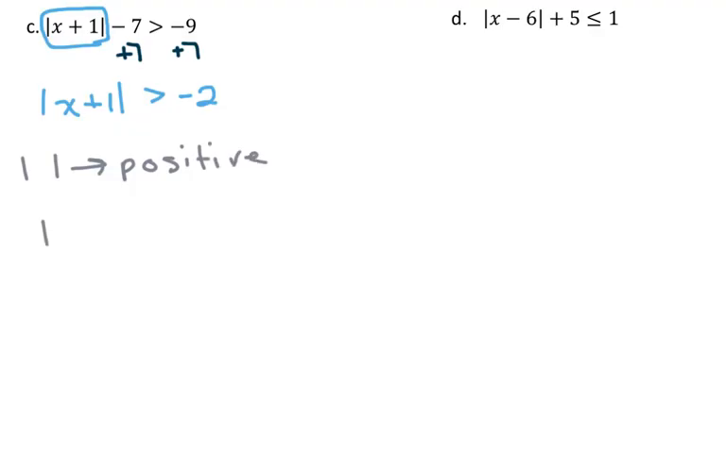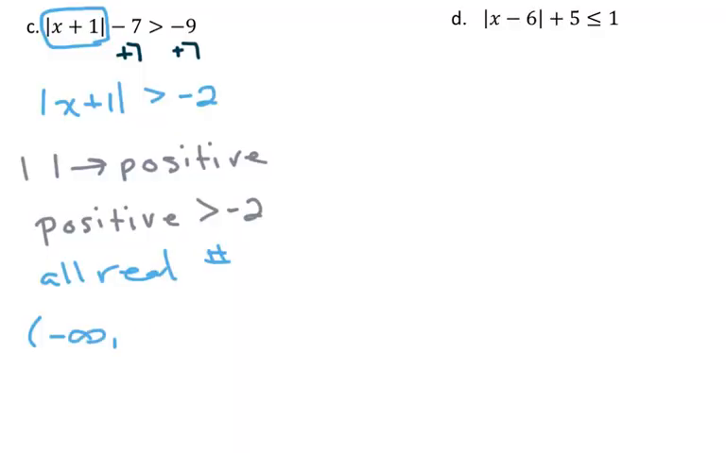Things that you need to know is that a positive is always going to be greater than negative 2. So in this case, we get all real numbers as our solution. All real numbers in interval notation is negative infinity to positive infinity. Let's move on to part D.